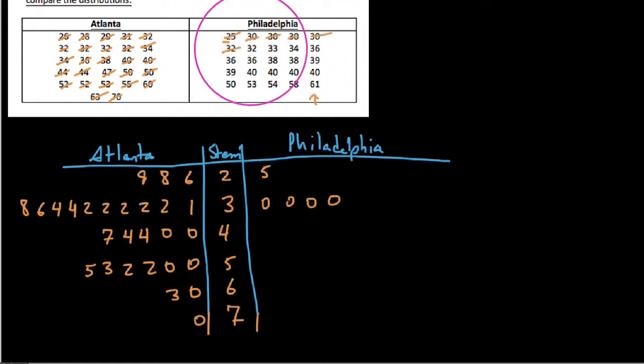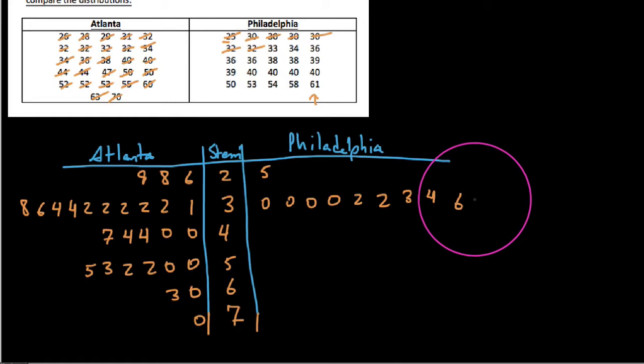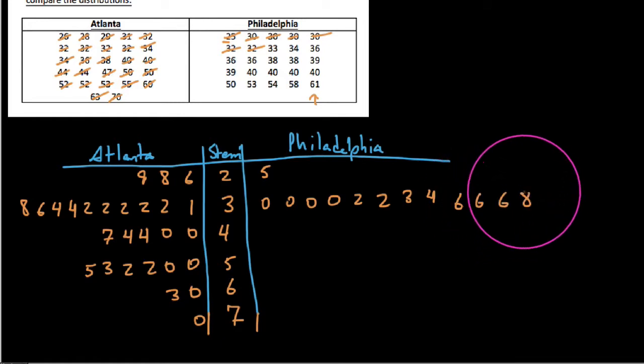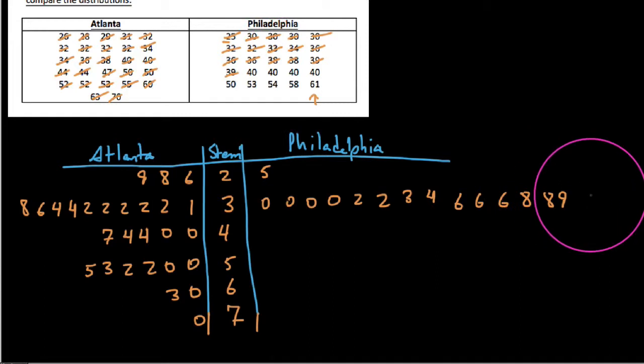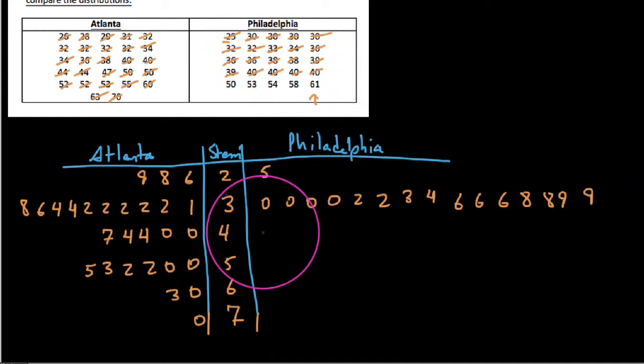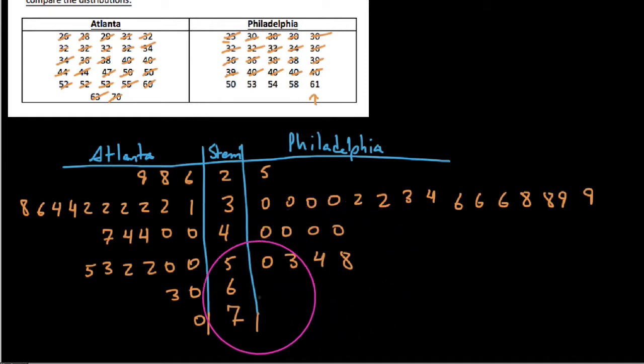It looks like we have a 32 and a 32 next. So we say 32, 32, 33, 34, 36, 36, 36, 38, 38, 39. Okay, so many more in the 30s in Philadelphia. As a matter of fact, we have another 39 on this. Looking at the 40s now, we have 1, 2, 3, 4 40s. So we say 40, 40, 40, 40. In the 50s, we got one that lives there. 50, 53, 54, 58, and then 61.